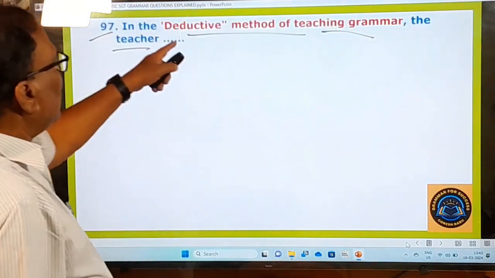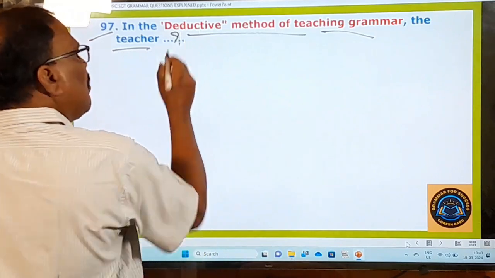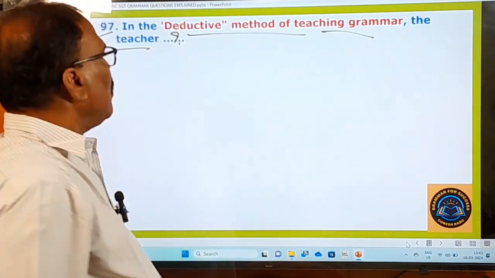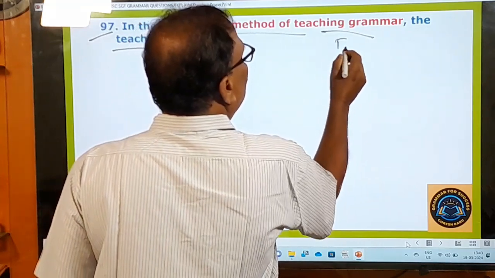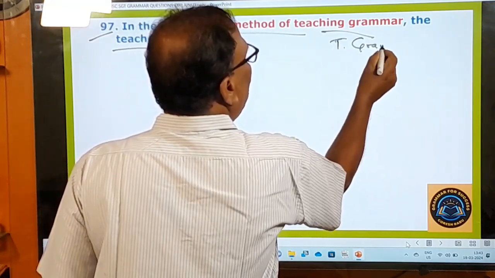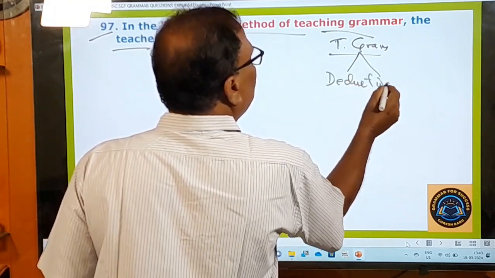97. In the deductive method of teaching grammar, the teacher dash. What does the teacher do? So in teaching grammar, there are two methods: deductive and inductive.